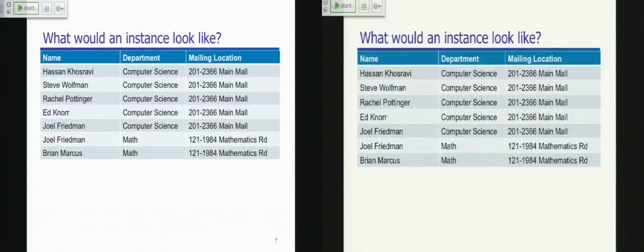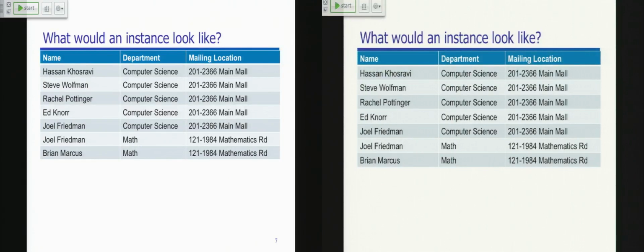Any other suggestions? Yes? We can use aggregation for the department and mailing location since each department corresponds to a mailing location. We can use aggregation for the department and the mailing location? We'll see more about that.